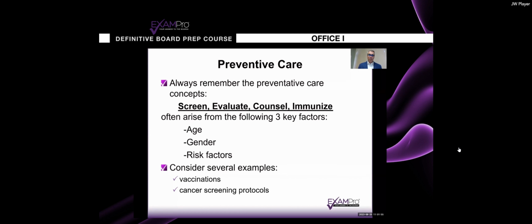But again, with any given screening or preventative care issue, you will have some age, gender, or risk factor relationships that apply. Cancer screening protocols are the same way, and I'm going to take you through some of the more important ones for the oral exam in the next few minutes.